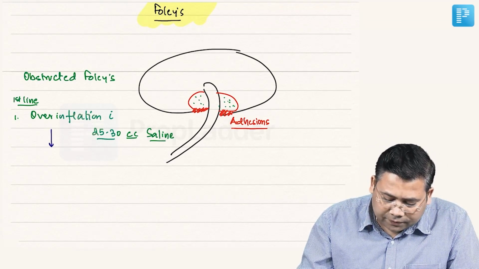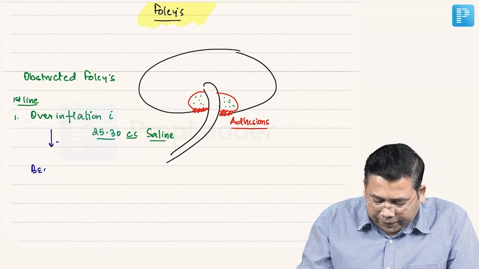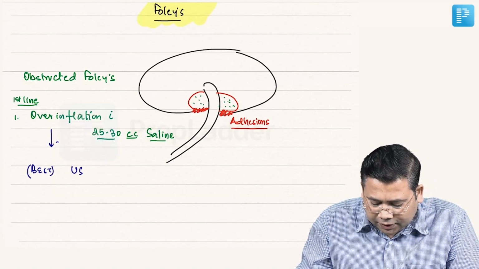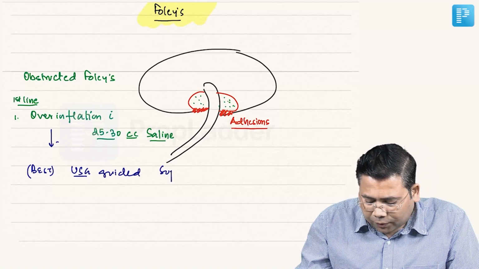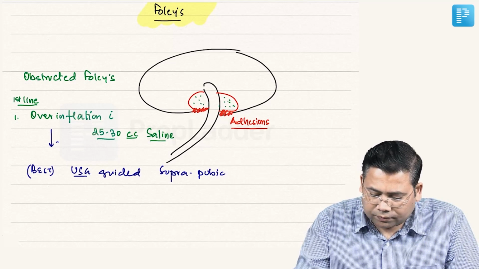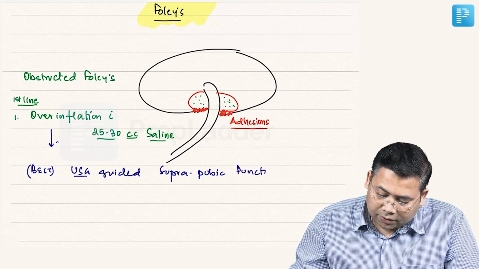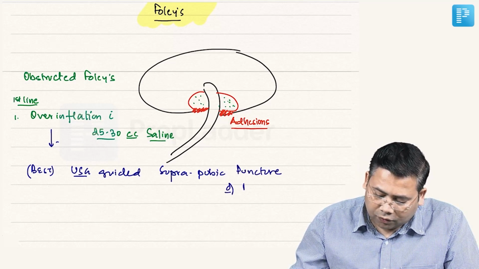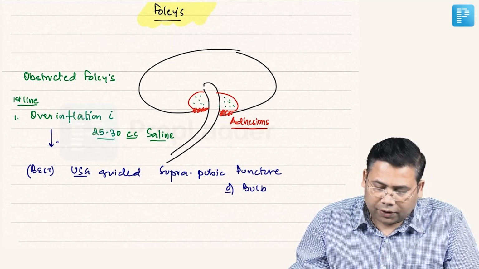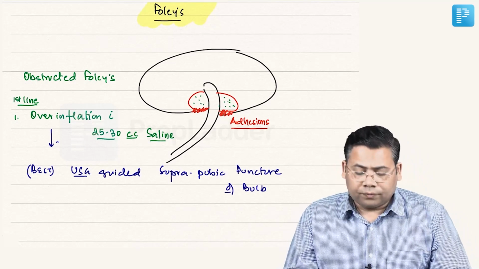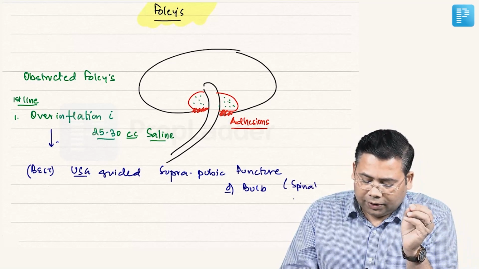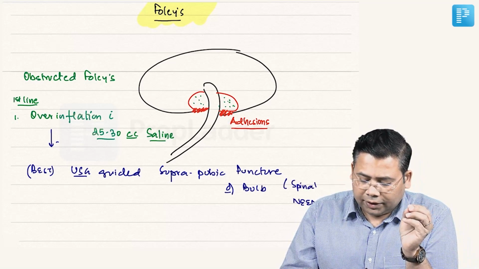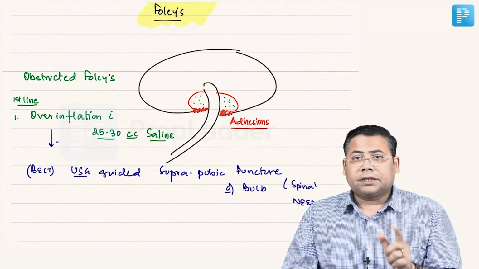Remember, if it fails, then the best technique is USG guided suprapubic puncture. So USG guided suprapubic puncture of the bulb, and this is very important. With a spinal needle, you are going to puncture it, and this is actually considered the best.